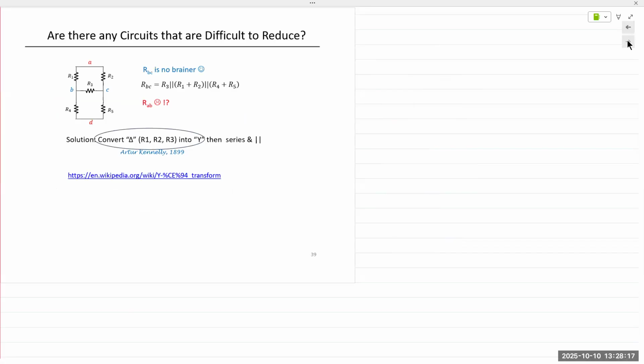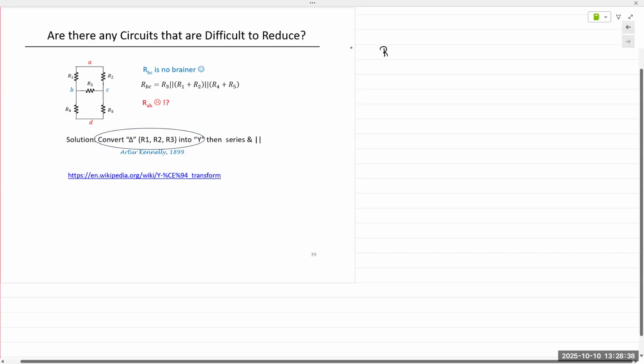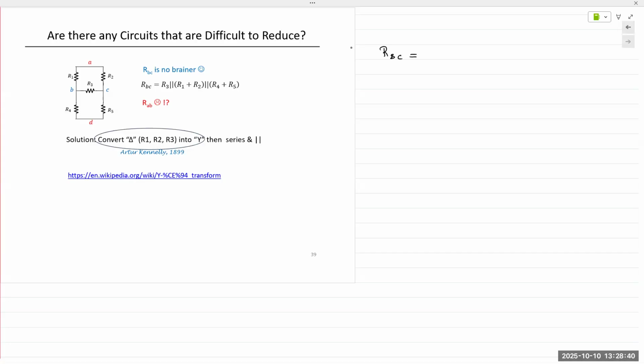So here's an example where you have a few resistors connected in a slightly different configuration. If we are to find the resistance between any 2 points, we need to analyze the resistors outside of those 2 points and see which ones are in series or parallel. So for instance, if we try to find RBC, RBC is simply the resistor R3, right?